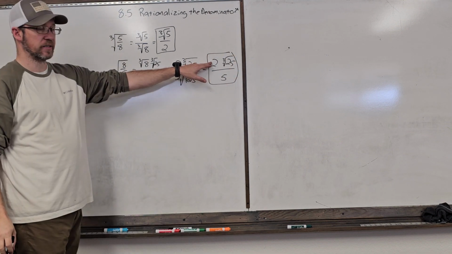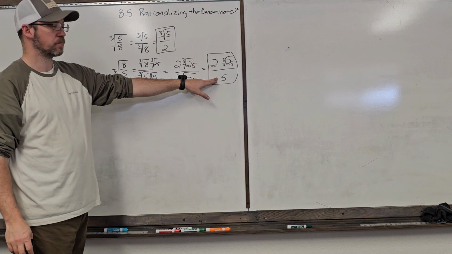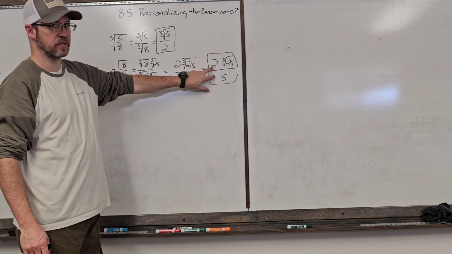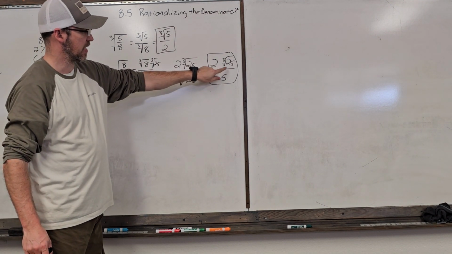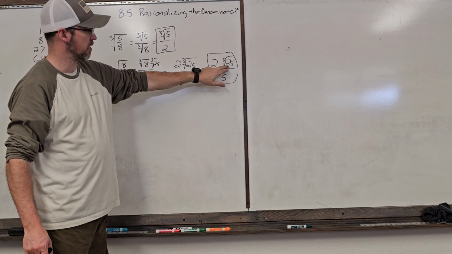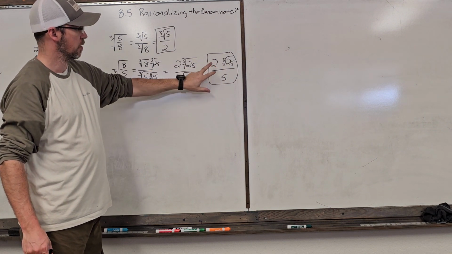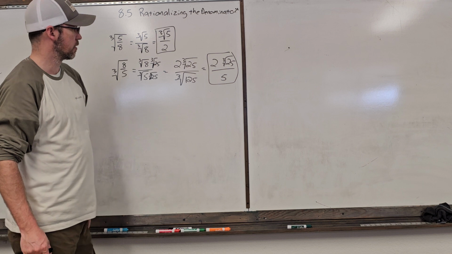Now, if this 2 on the outside and that 5, if I can reduce those, I have to. But that 5, I can't reduce it with what's under the radical. That's stuck under there, they have nothing in common. Just the numbers out front.